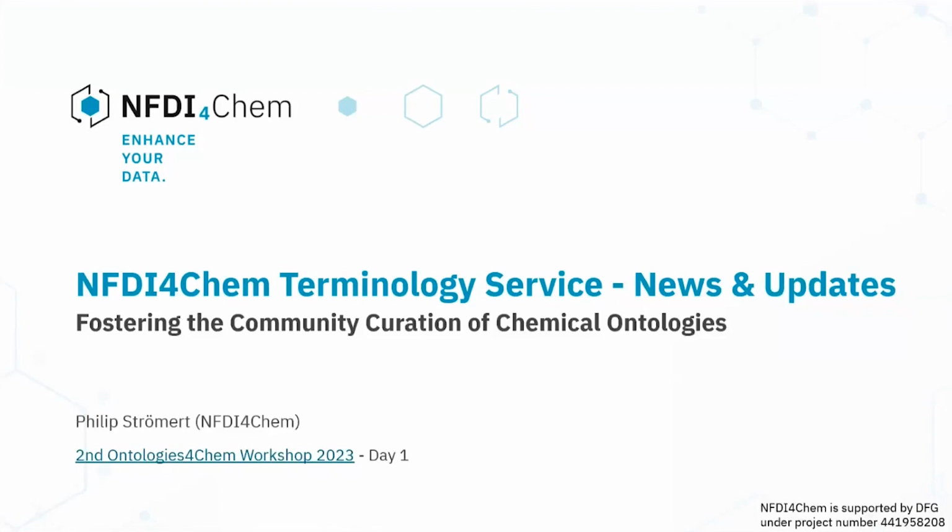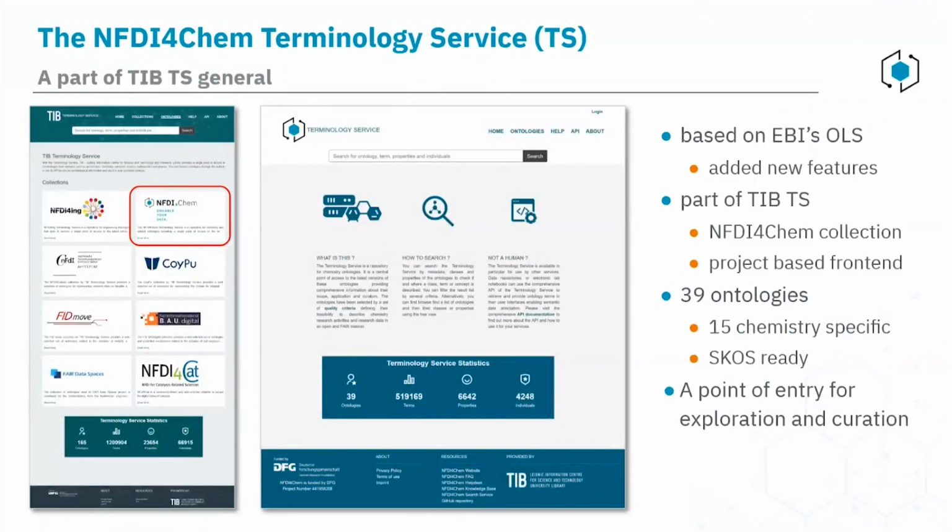To catch up, as Oliver just said, last year Oliver briefly introduced the NFDI4Chem terminology service, and today I would like to provide some updates on its development. To recap, the NFDI4Chem TS is part of the TIB terminology service, which is mainly based on the code of the ontology lookup service from the European Bioinformatics Institute. And it is a project-specific front end that only shows the chemistry-related ontologies that are indexed in the TIB TS. This approach is made possible because we've added the concept of ontology collections to our OLS fork.